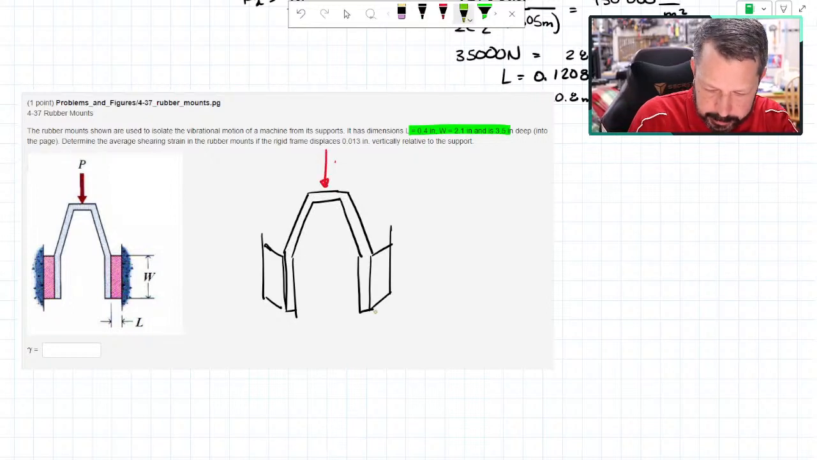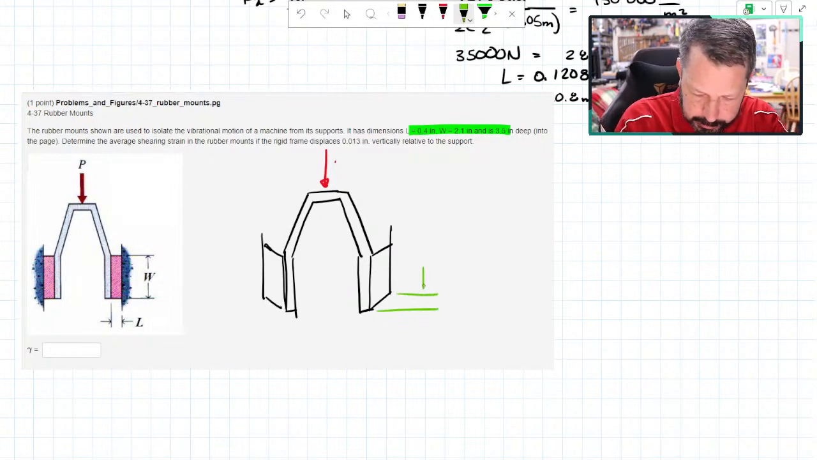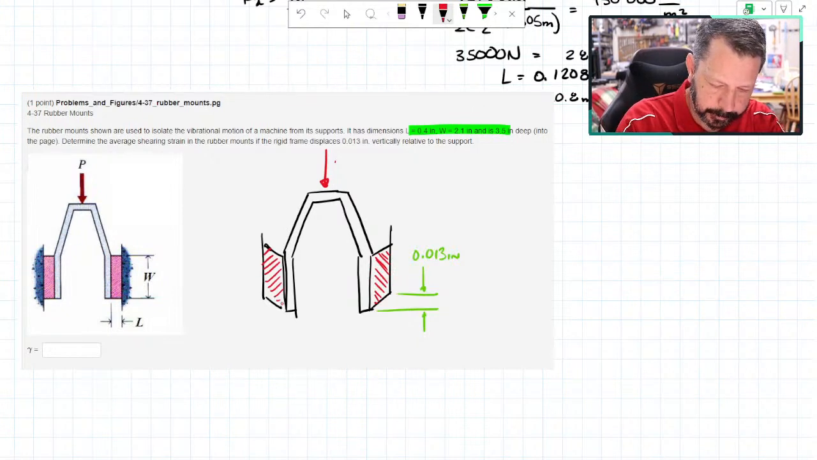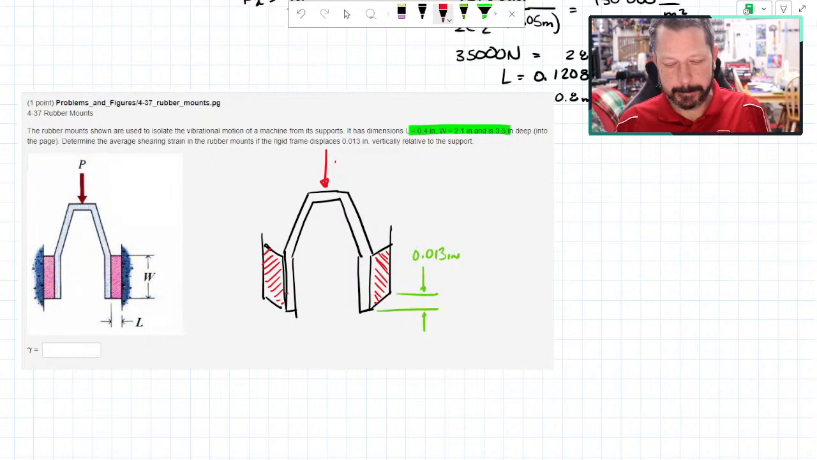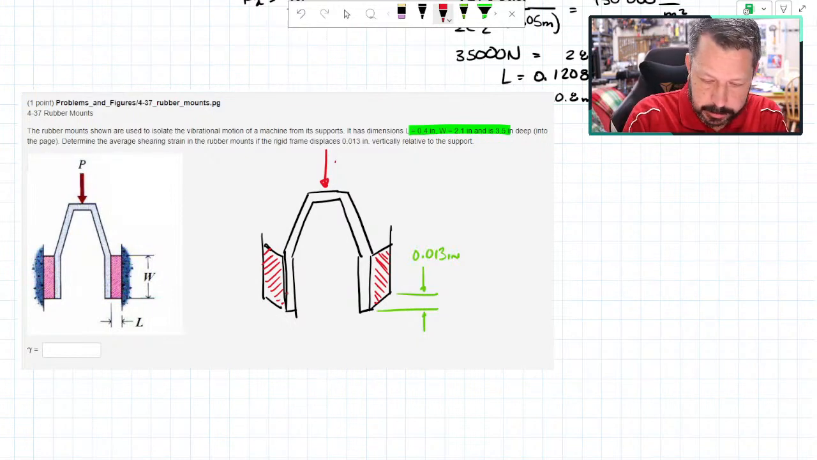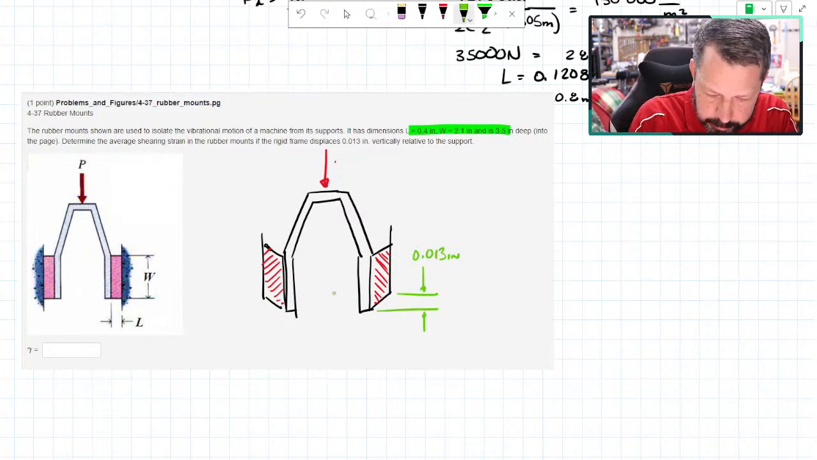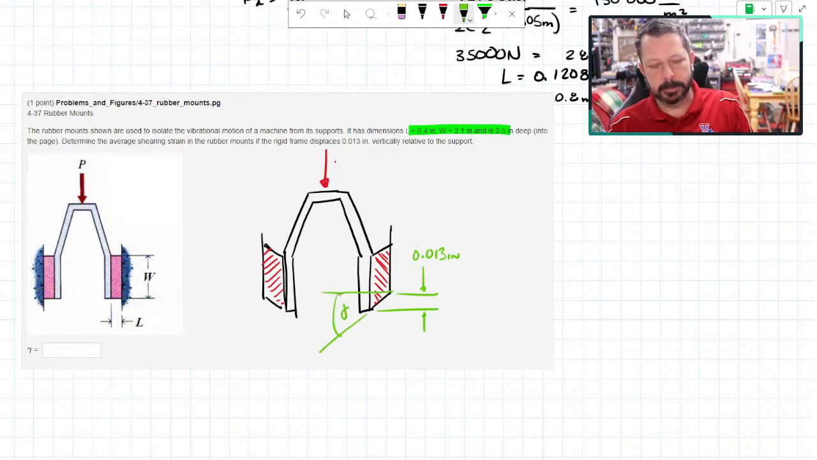So basically this distance is 0.013 inches. And you can see the little rubber pieces are rhombuses now instead of the rectangles they were. We want to figure out what amount of shear strain is in those rubber pieces. And remember, shear strain is just a change in angle, the change in this angle here. That is gamma, the shear strain. How much did that rhombus shear over?